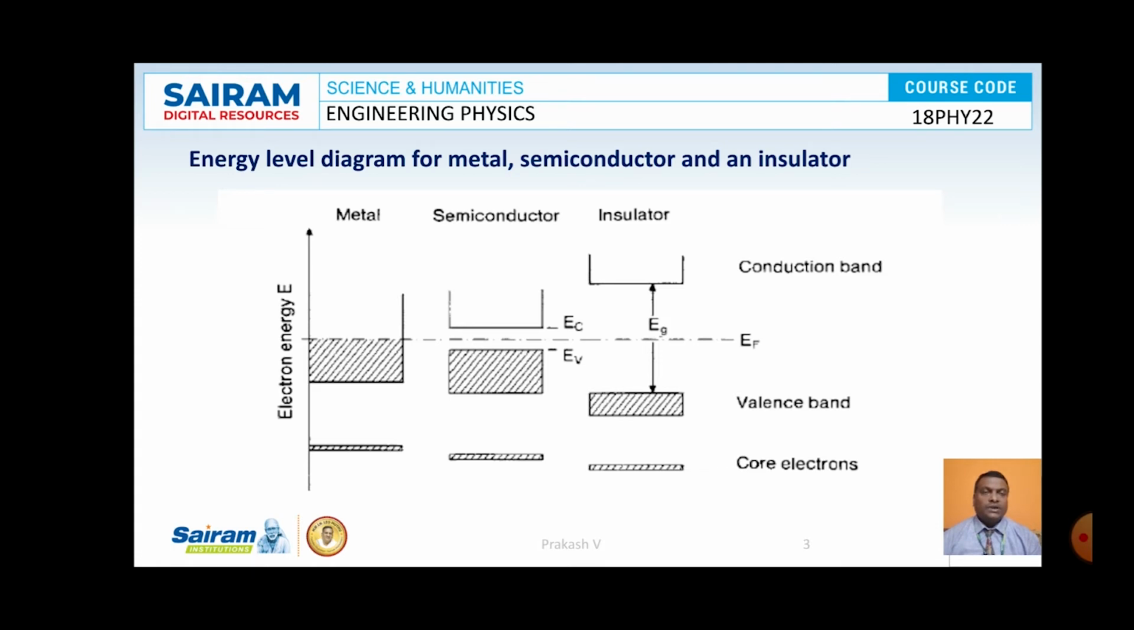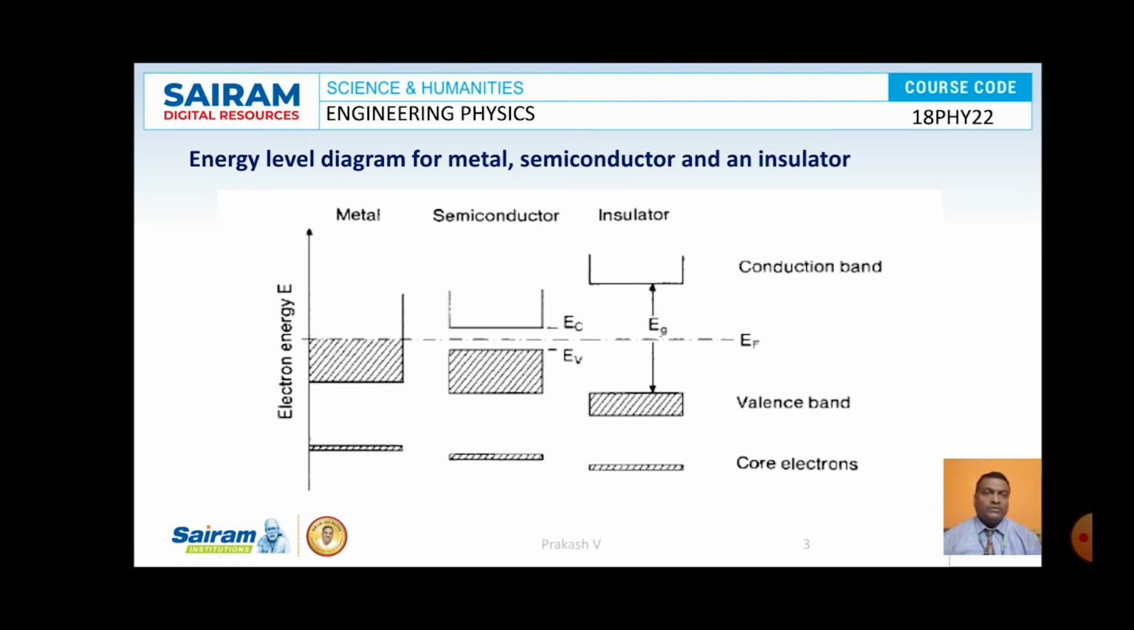Now let us look at the case of semiconductors. In case of semiconductors, there will be a small gap between valence band and conduction band. The energy gap is observed to be around 1.1 electron volts in case of silicon and around 0.72 electron volts in case of germanium. At lower temperature, semiconductors behave like insulators. Electrons cannot gain energy and go to the conduction band, whatever may be the potential difference applied.